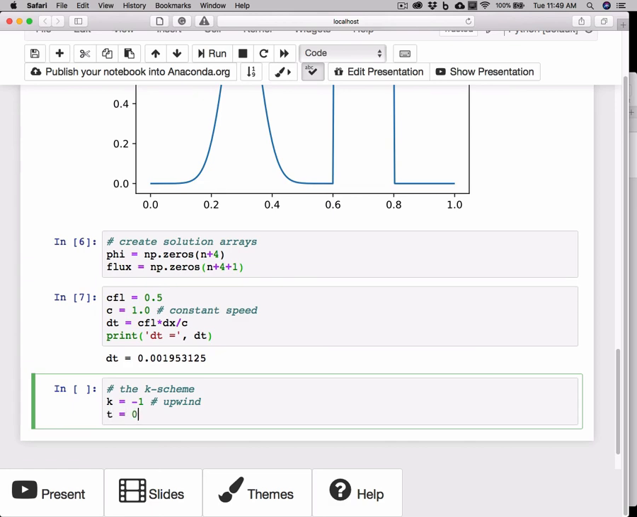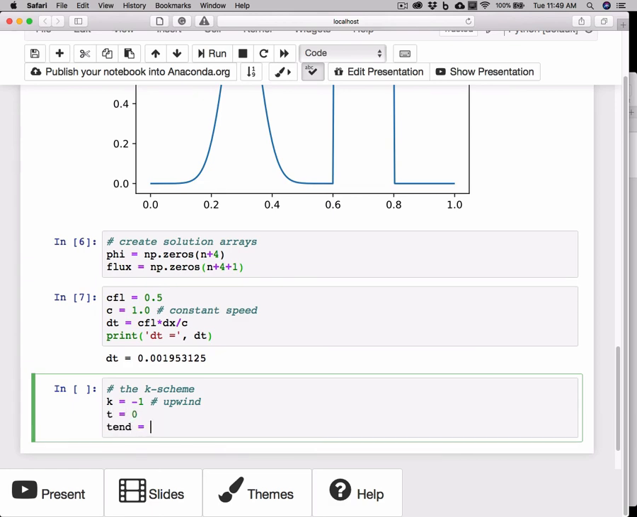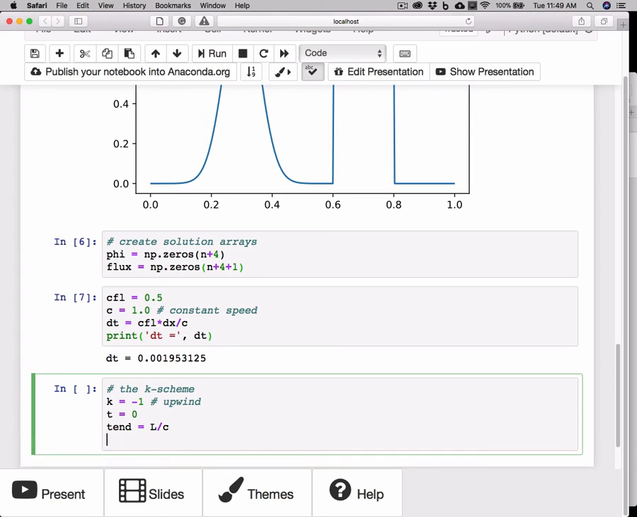Okay, so t equals 0, t end. Let's make it go through one cycle, so L over c. Make it go through the domain once. If it's moving at a speed c, it's going to take L over c time to get through the domain once. Okay, so that's t end.